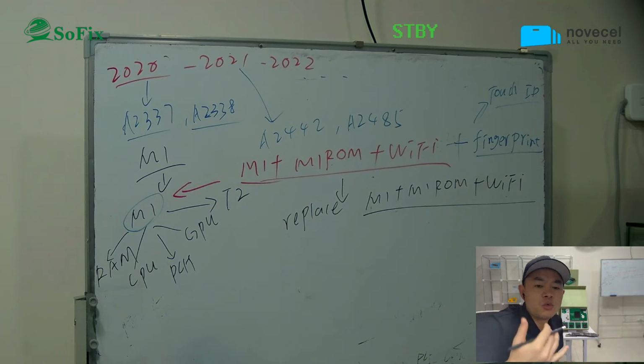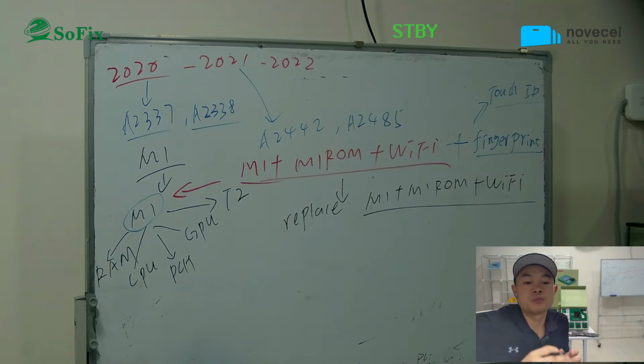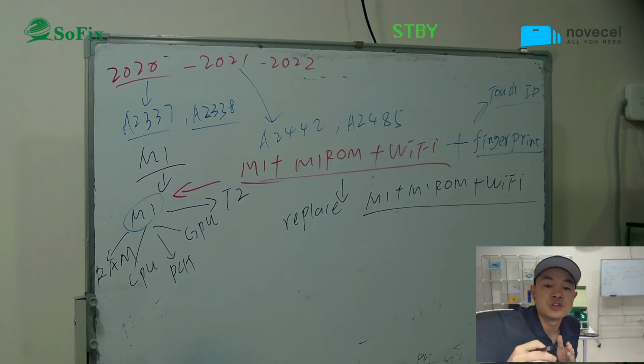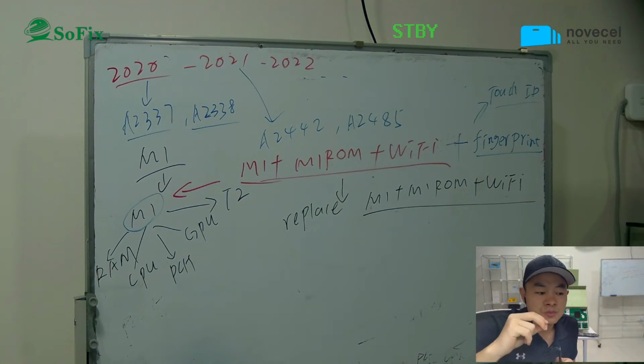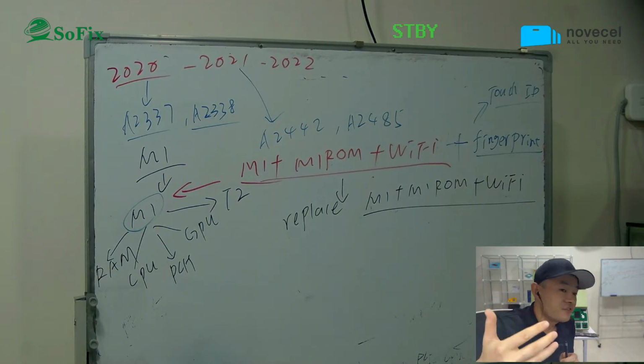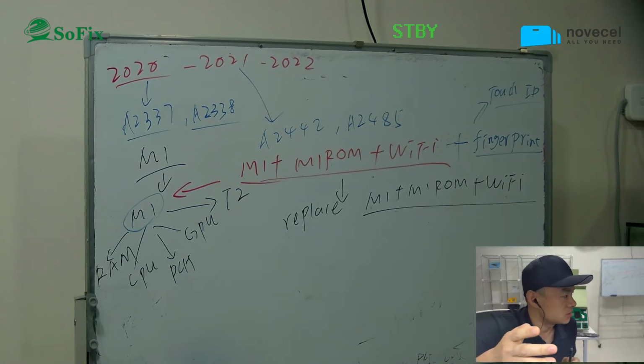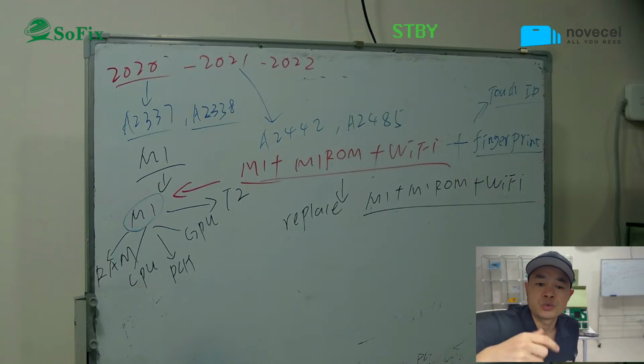So let me repeat a little bit more about the M1. If you want to remove, that is remove, not bypass, the activation lock, you have to replace the M1 chip, the M1 ROM, the Wi-Fi and the fingerprint. If you want to make sure everything works, you have to replace four chips. But the fingerprint is not obligatory. If you need a fingerprint, you just replace it. If you don't need it, you don't have to. It doesn't affect the main function of the laptop.